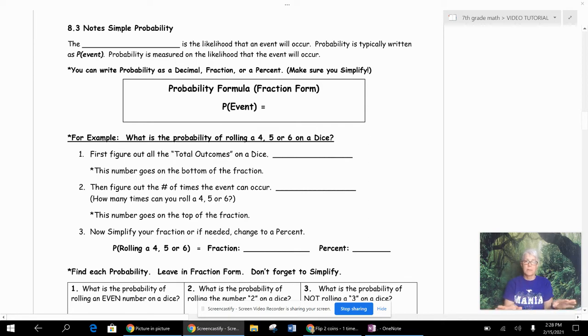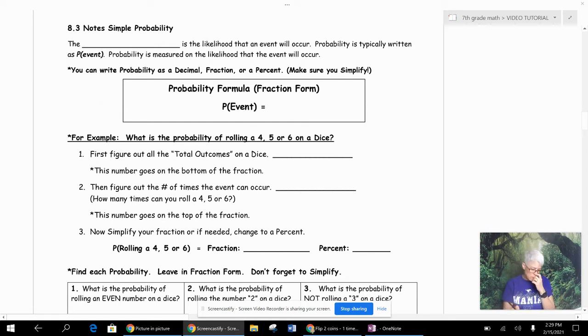We're not going to be talking about compound events today, just simple events. So one event happening, all right? So we're going to figure out how to find what that probability is as a fraction and as a percent. So let's get going.